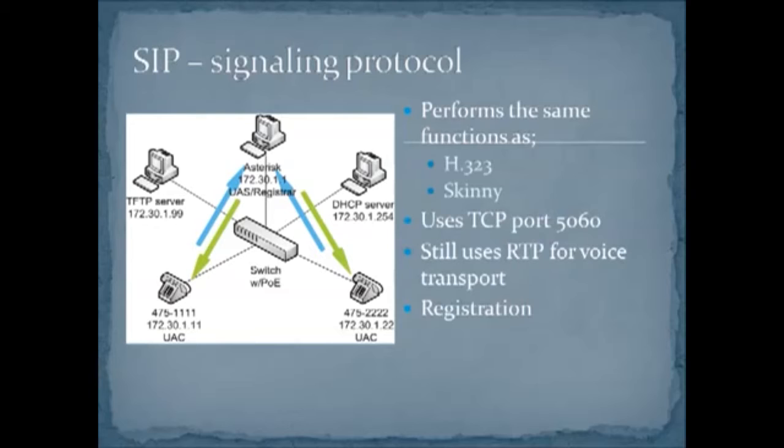Unlike H.323 and Skinny, we're going to go to port 5060 for SIP. And SIP has all of the familiar functions that we have with H.323 or Skinny. That is, we have phones that register. We have to find a way to contact other stations to let them know that we want to talk to them. So these are all things that are handled by our signaling protocol.